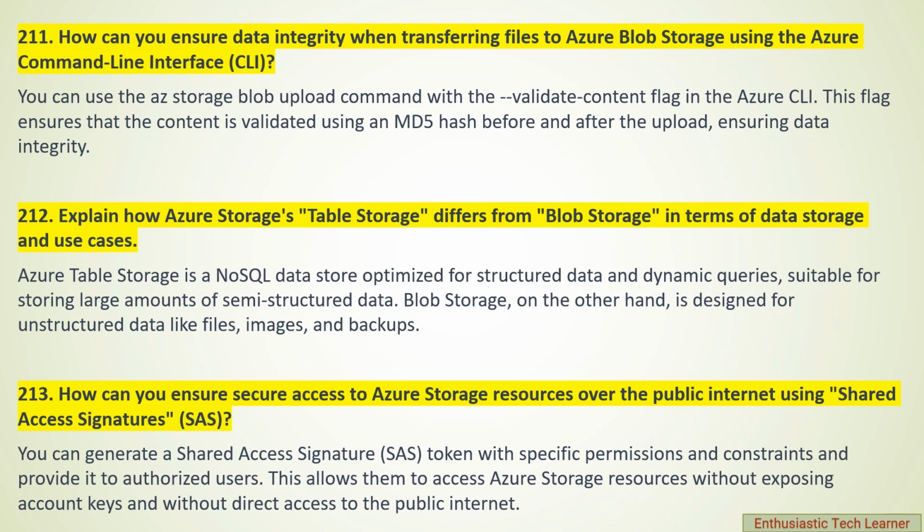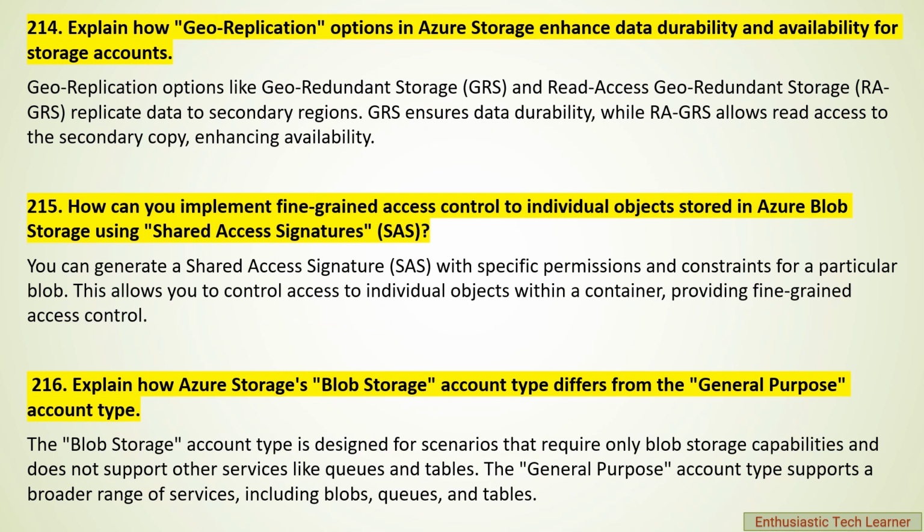How can you ensure secure access to Azure Storage resources over the public internet using Shared Access Signatures (SAS)? You can generate a Shared Access Signature (SAS) token with specific permissions and constraints and provide it to authorized users. This allows them to access Azure Storage resources without exposing account keys and without direct access to the public internet.